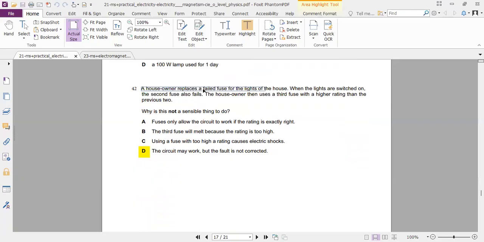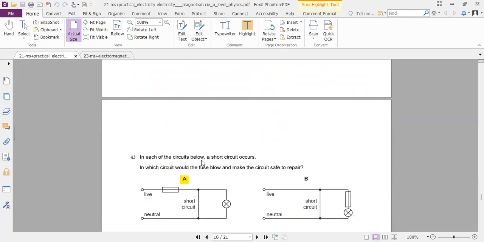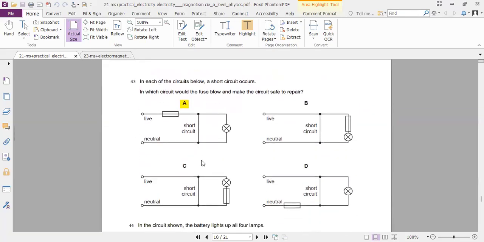The fuse fails. Third, fuse of larger rating. Why is it not sensible? Because there is a problem in the circuit. Find that problem and resolve it. With a larger fuse the circuit may work, but it is dangerous now. The fault is still there and it can cause any problem. You have to remove the fault and then replace it with the same fuse. Do not increase the fuse rating.